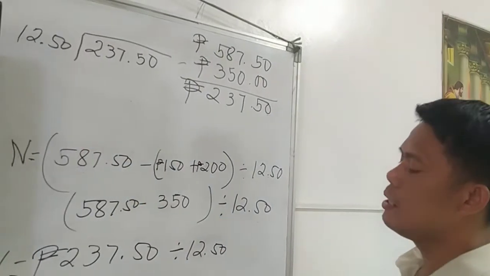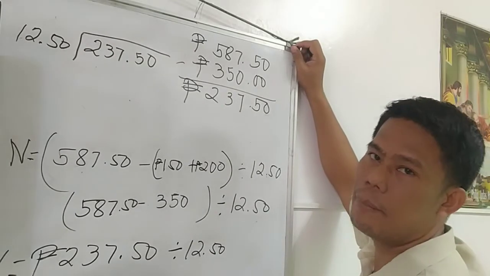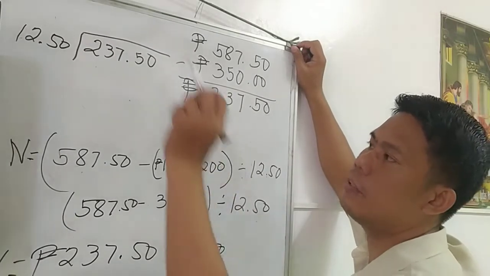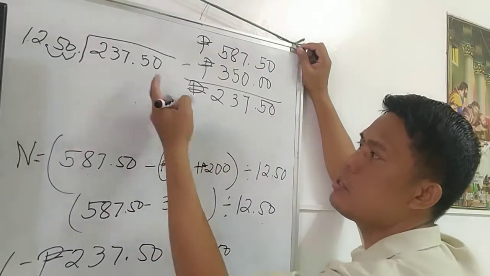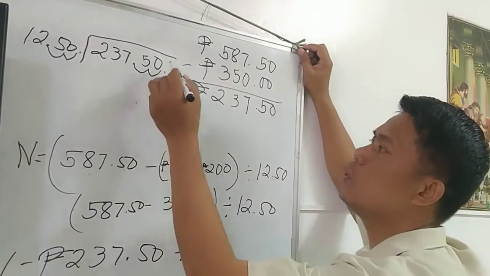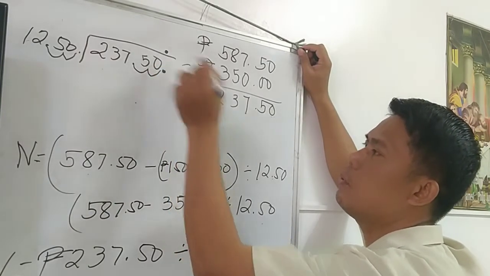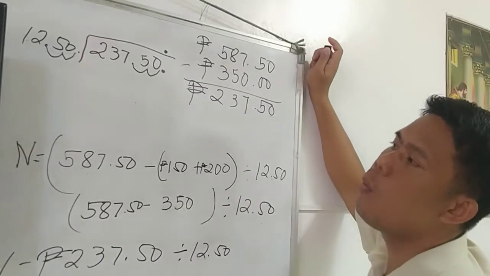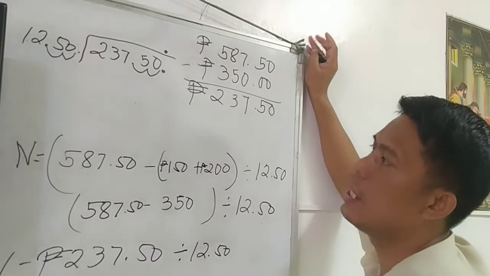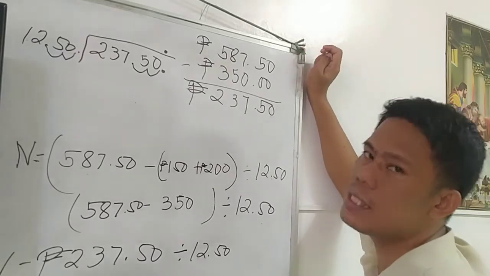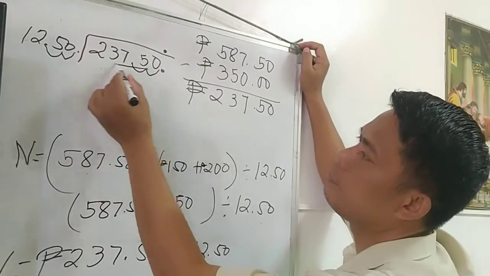Okay, now, since our divisor is a decimal number, we are going to move the decimal point. So we have 1, 2, so twice. The same also with the dividend, 1, 2. So the decimal point is now here. Now, 1,250 is our divisor, and our dividend now is 23,750. So let's start dividing here.